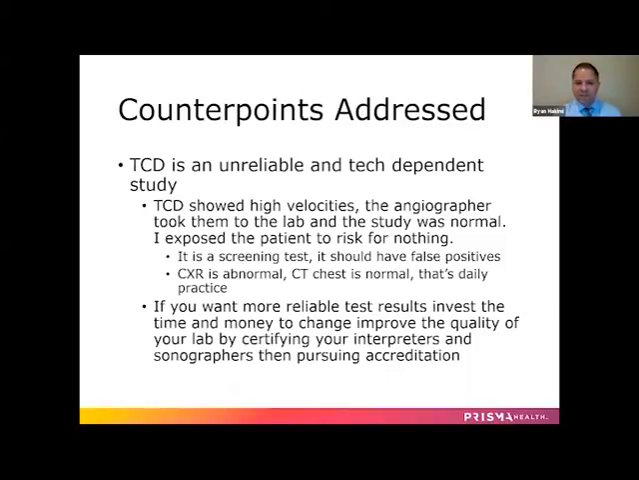Many times we have abnormalities on chest X-ray, and the patient is sent for a more comprehensive study, such as a CT of the chest, and that CT of the chest is normal. We encounter that on a daily basis. Therefore, we don't say that nobody should get a chest X-ray. If you want a more reliable test, you have to invest time and money to change and improve the quality of your lab by certifying your interpreters and sonographers, then pursuing accreditation.